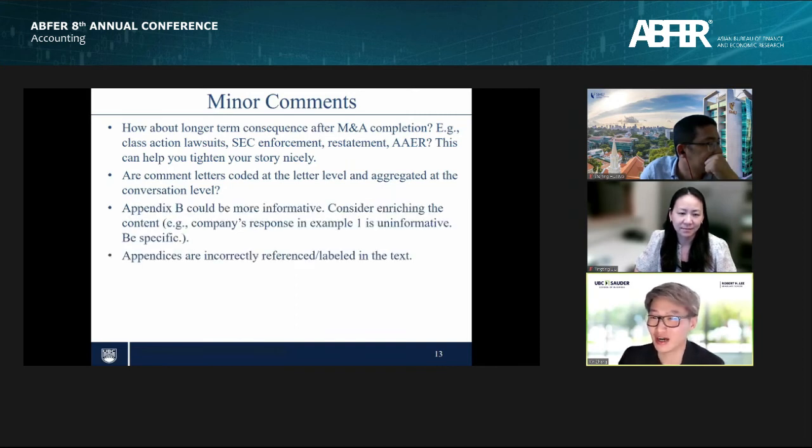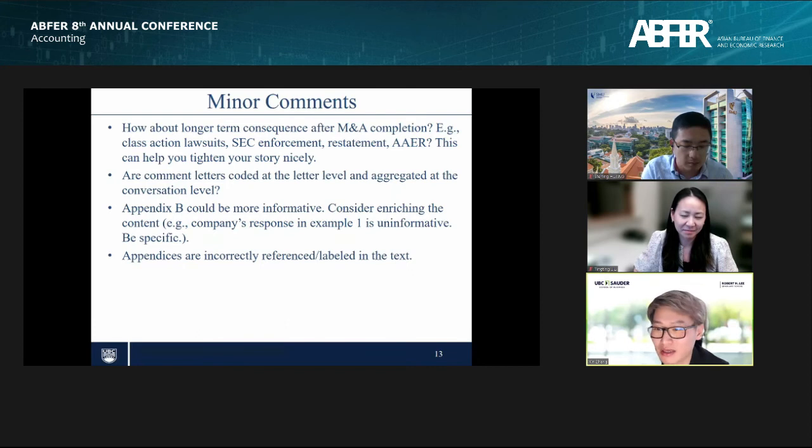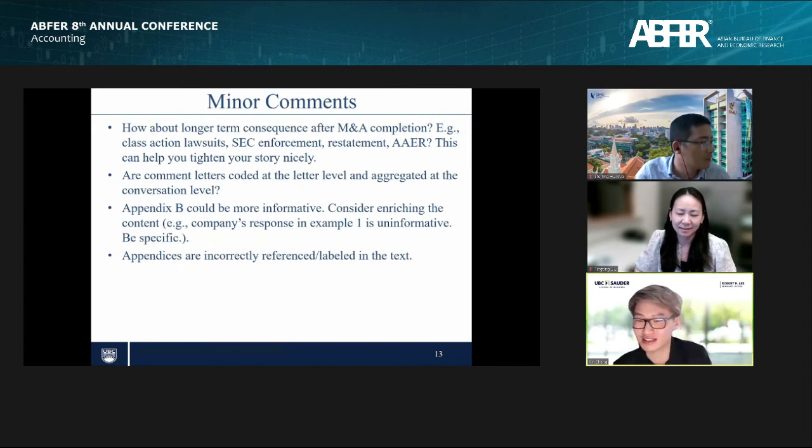Also, I appreciate the authors providing so much institutional detail in Appendices A, B, and C. I think they're mislabeled in the text, and in particular Appendix B, which delineates comment letters. I wish the authors could provide more details, because right now you're saying, oh, please go to Exhibit A of this company's filing. I don't really see any content from the comment letter. So if you can help the reader better understand what you're talking about, this can save you some effort in the review process. Okay.